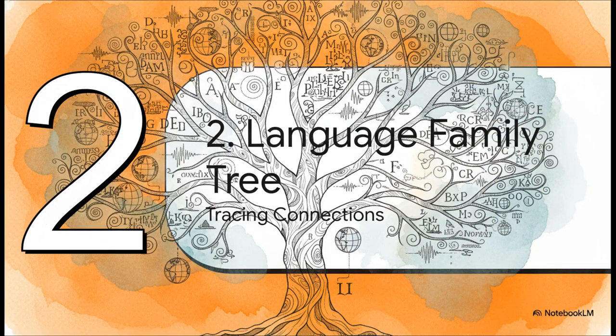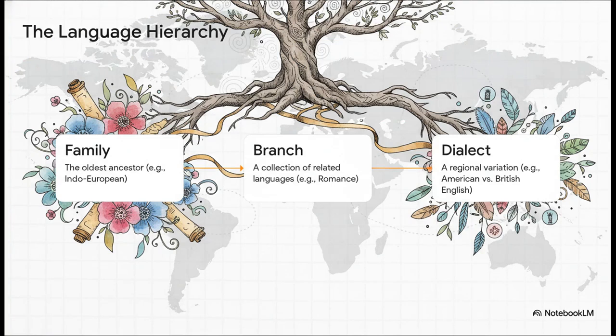Okay, so we've got the starting points. But how does this stuff actually travel and change over time? For that, our next piece of evidence is what you can think of as the language family tree. It's how we organize the thousands and thousands of languages spoken today. So check this out. It's not just a big jumble of languages out there. There's a system, a real hierarchy.